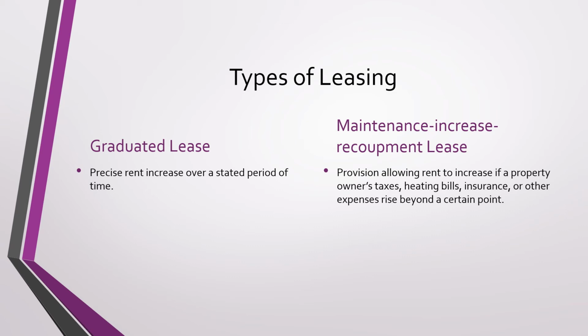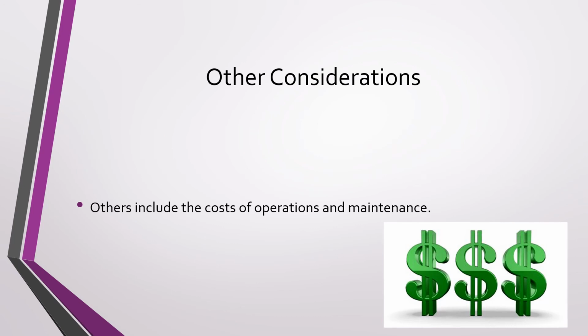Then there's the escalator lease, a provision allowing rent to increase if a property owner's taxes, heating bills, insurance, or other expenses rise beyond a certain point. Other considerations: you have to include cost of operations and maintenance.